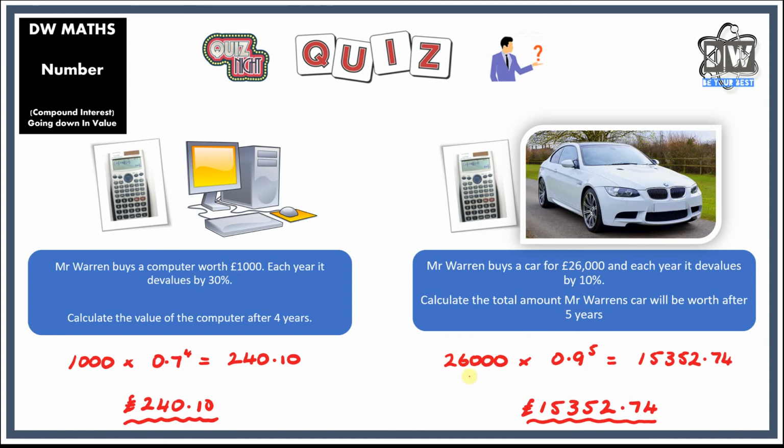Mr. Warren buys a car, 26,000, timesing by 0.9, or 0.9 to the power of 5, and we get our answer there at 15,352.74, and that's our answer there.